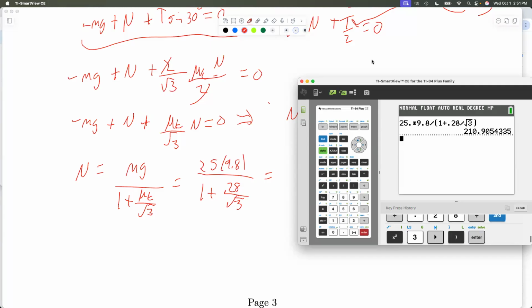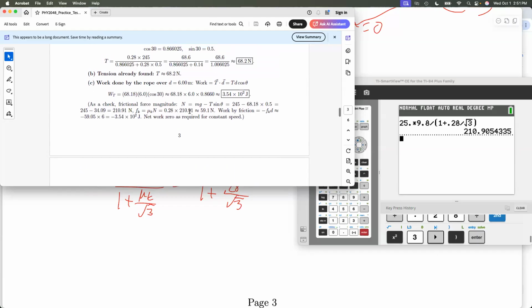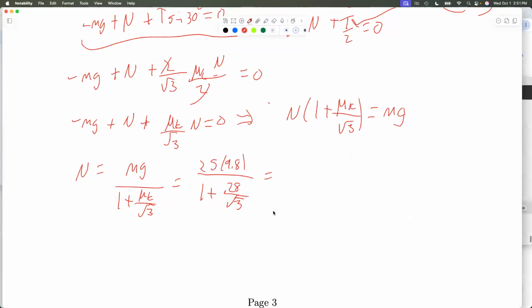Let me pause and see if that's right. That's what Chat GPT got. It's right there where the N is right there. Yeah, 210.91. Okay. Now, this is not our ultimate goal. We're nowhere near done. Newtons.